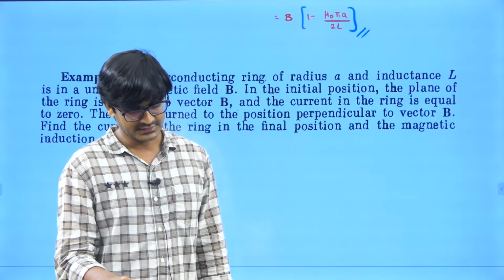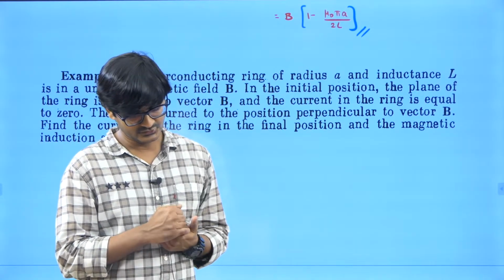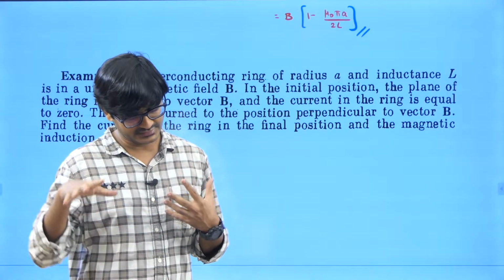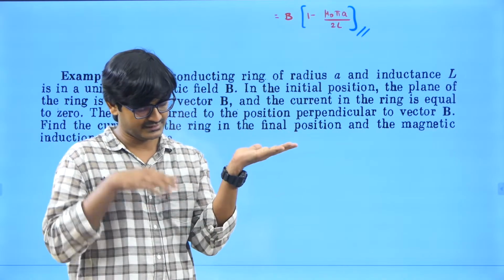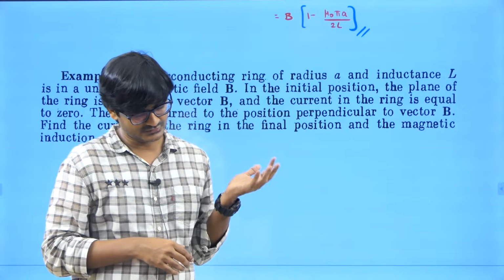Now the next question: a superconducting ring of radius A and inductance L is in a uniform magnetic field. In the initial position, the plane of the ring is parallel to vector B. So what is the flux initially? 0, and the current in the ring is equal to 0.